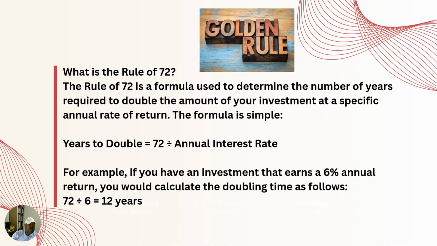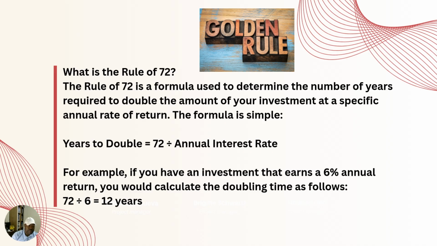The rule of 72 is a formula used to determine the number of years required to double the amount of your investment at a specific annual rate of return. The formula is simply dividing 72 by the annual interest rate. That will tell you how many years it will take for your money to double.